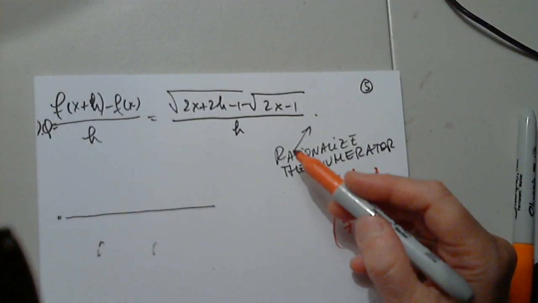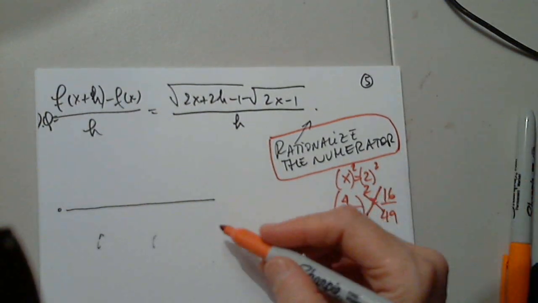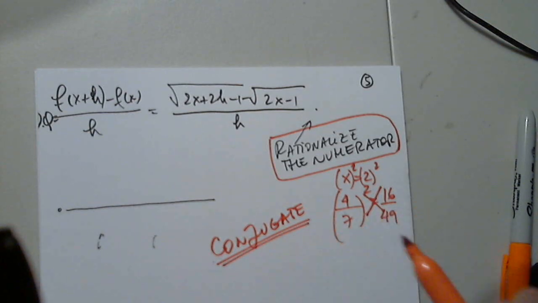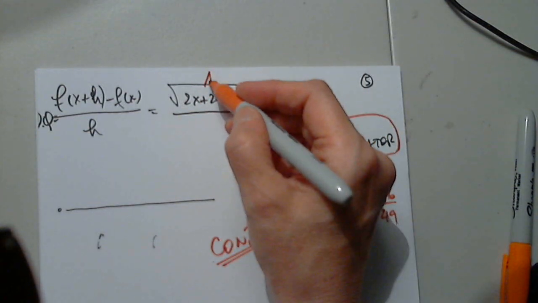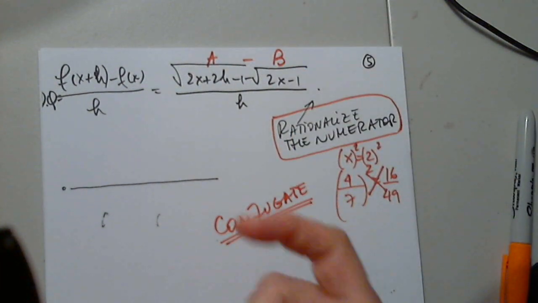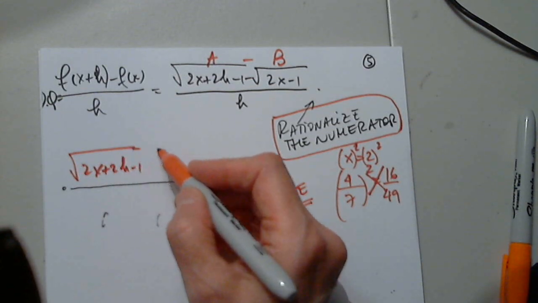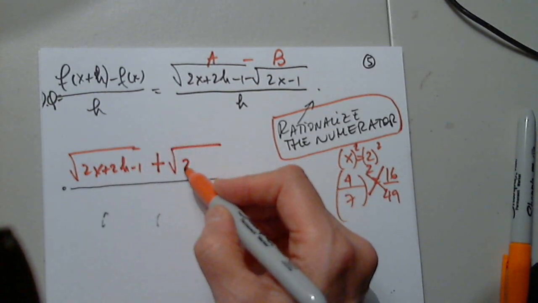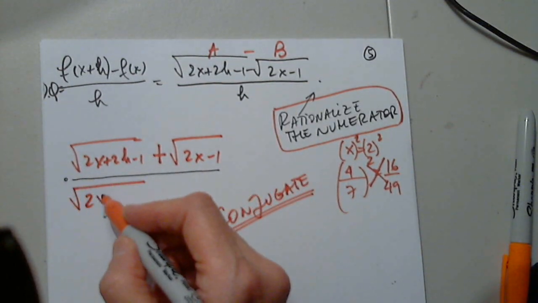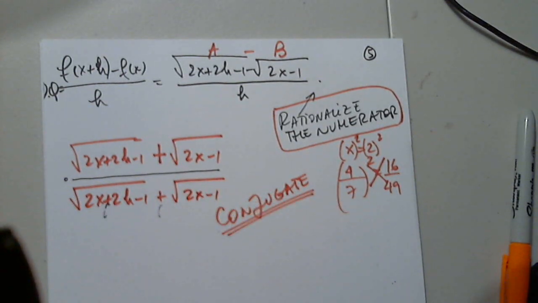So the process of rationalizing the numerator requires us to use the conjugate. So this is a minus b. We need to multiply by a plus b. So the same thing, the square root of 2x plus 2h minus 1, but plus the square root of 2x minus 1, and we have to divide by the same quantity: the square root of 2x plus 2h minus 1 plus the square root of 2x minus 1.